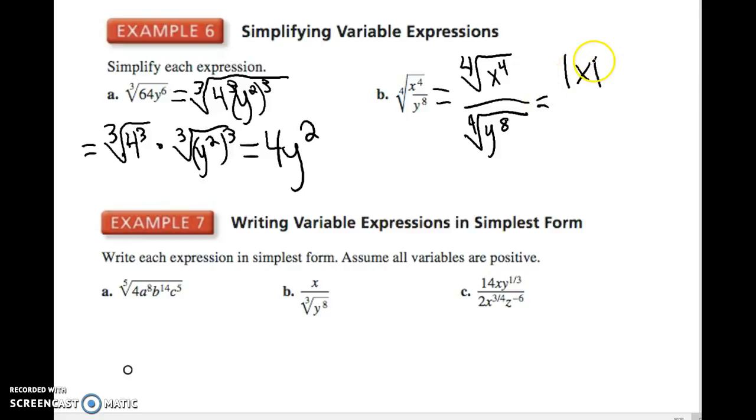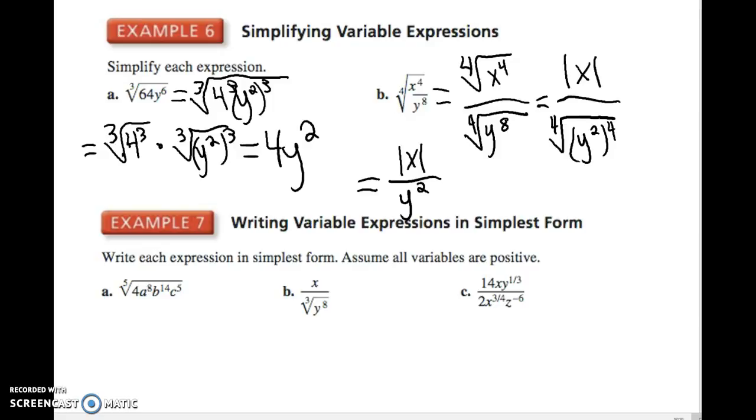That's going to be the absolute value of x. And then in the bottom, we do know that y squared to the 4th power is going to be y to the 8th. So now the 4th roots will cancel, and we like that because we don't like radicals in the bottom. Our answer will be absolute value of x over y squared. The reason for the absolute value is because x to the 4th power, if it's positive or negative, will become positive no matter what. So when we cancel those roots out, if it's even, you have to add those absolute values.